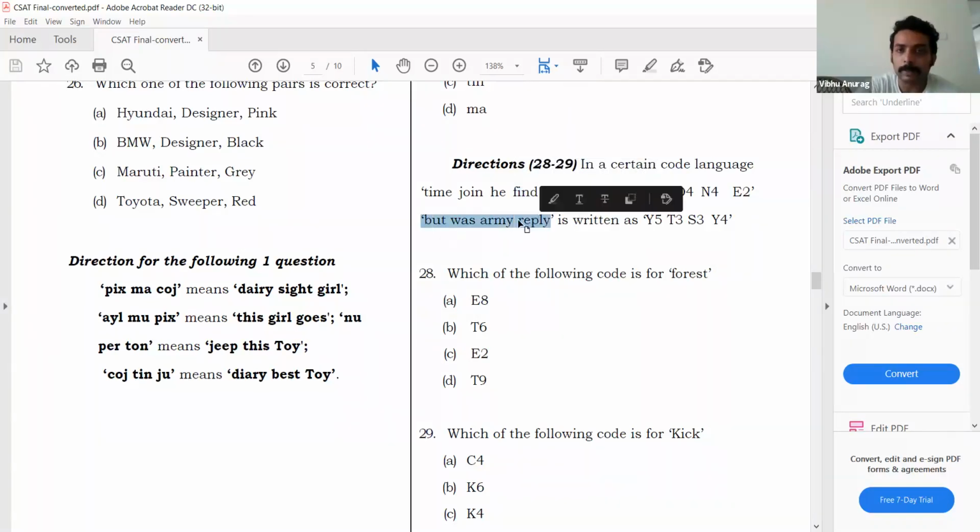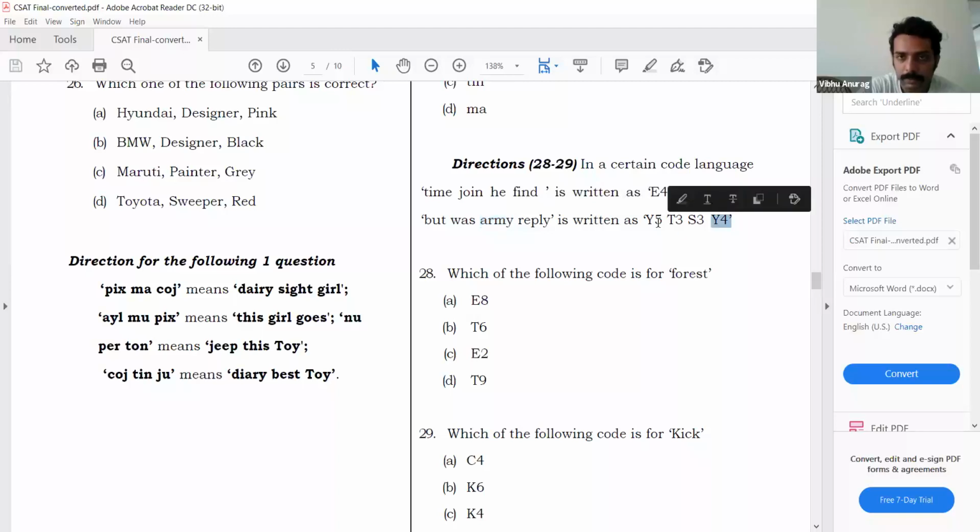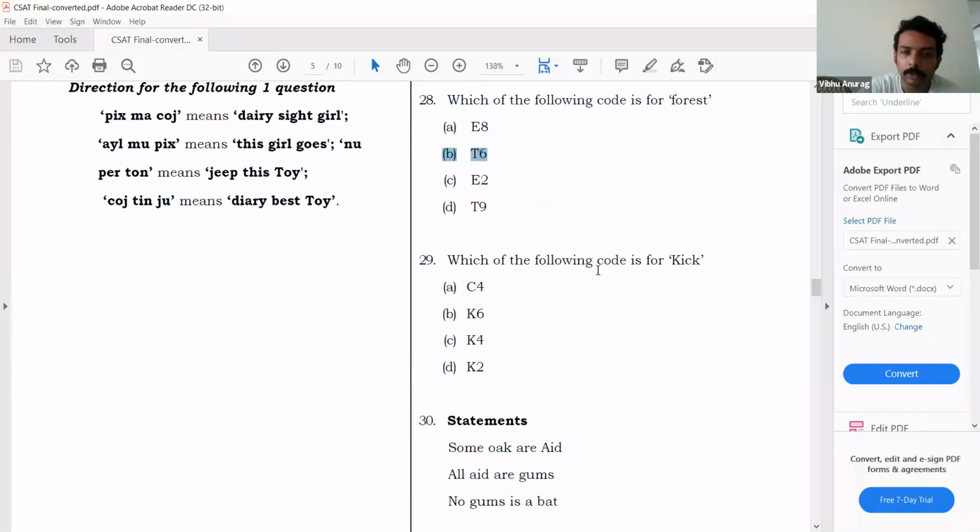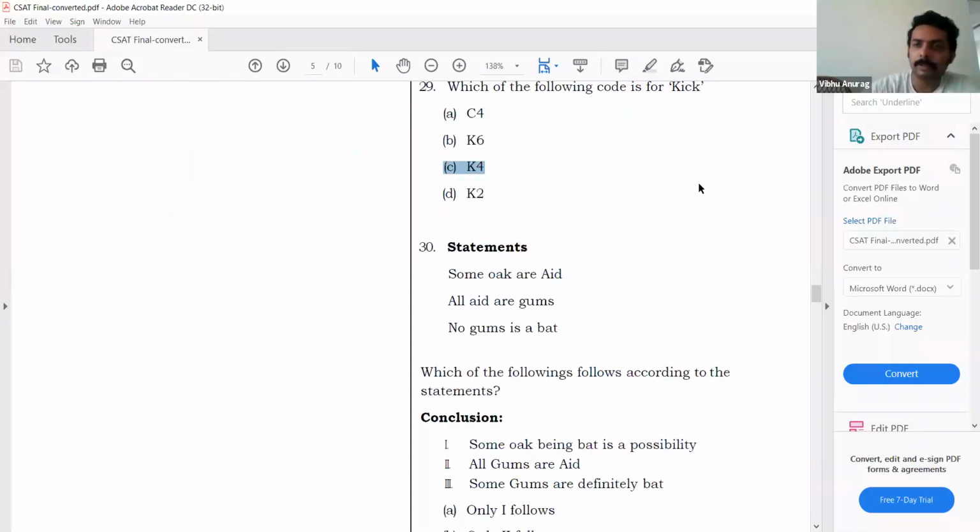So the words in the question: but, was, army, reply. This should be T3 here, S3 here, Y4 here, Y5 here. So by the same logic, forest should be T6, option B. T6 is option B. 29 should be K4, which is option C. So T6 and K4. Did you get that? B and C. I hope everybody got that.